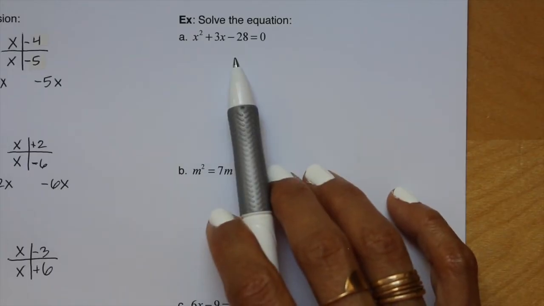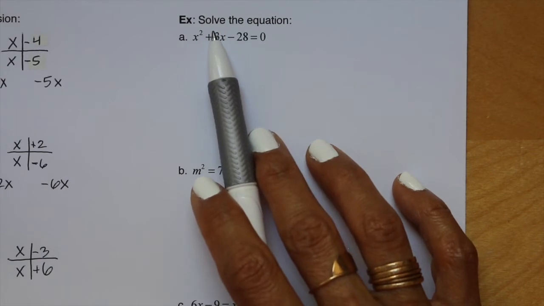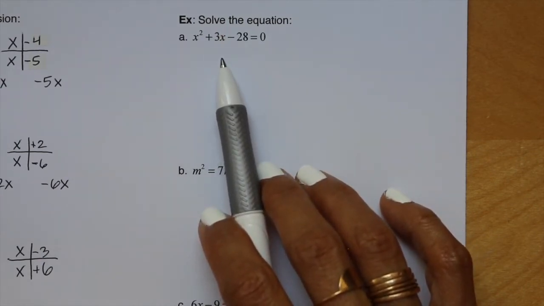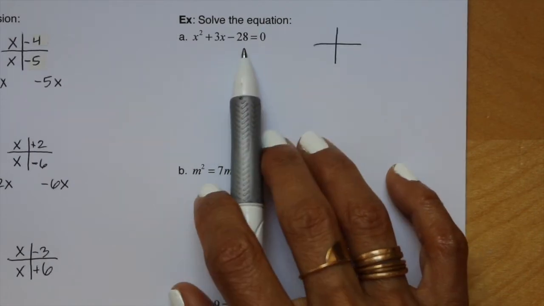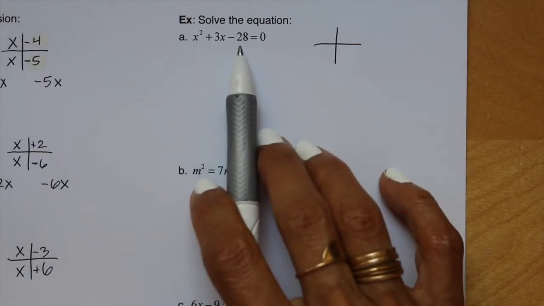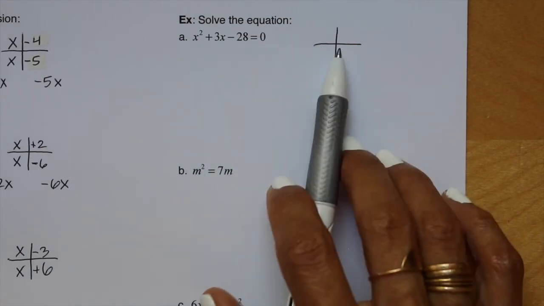So for these next examples, the instructions say to solve. So that's going to be important: when we solve, we're going to finish the problem and get answers in the form of x equals a value. So this example says solve the equation. So what we're going to do is factor this left side. So we're going to factor using our t-chart.